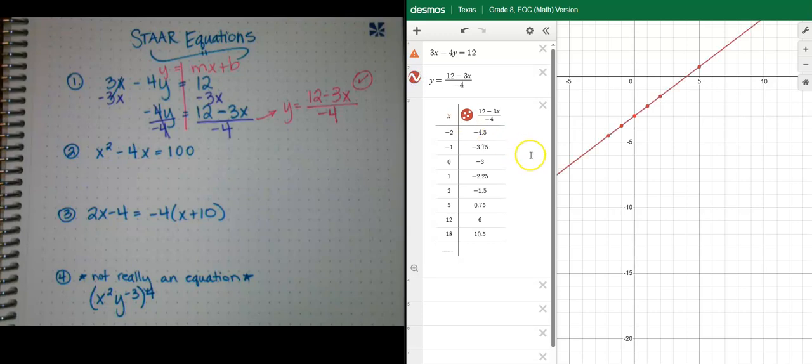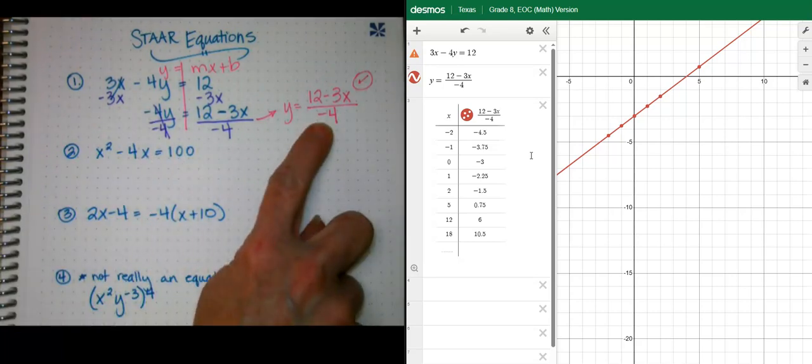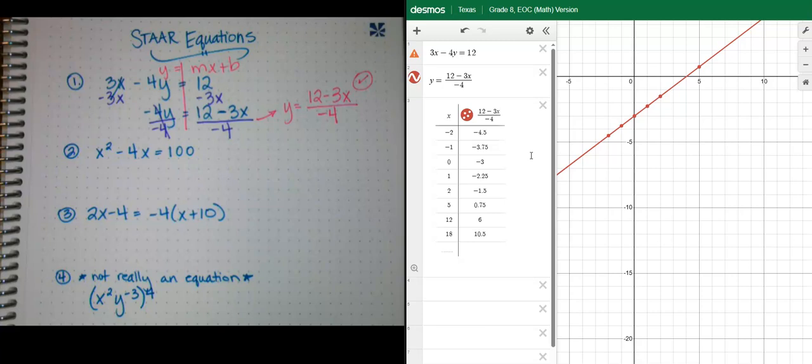Okay, so that's it for standard form. You need to get them into slope-intercept form, and then they can be graphed. Let's look at the next type of equations. Let me go ahead and clear out my calculator.